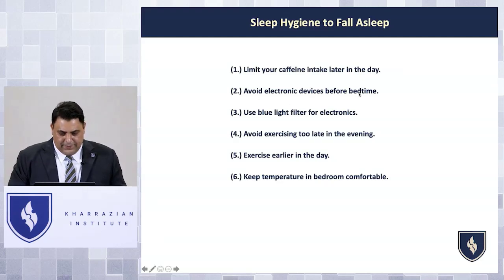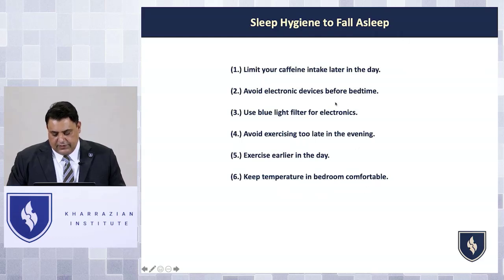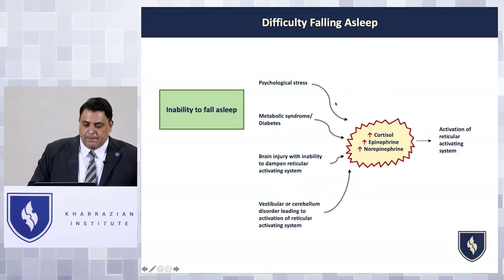Avoiding electronic devices before bedtime. Using a blue light filter for electronics. Avoid exercising too late in the evening. Exercise earlier in the day. Keep the temperature in the bedroom comfortable. These are the very basics for sleep hygiene. So you want to see if those are happening.